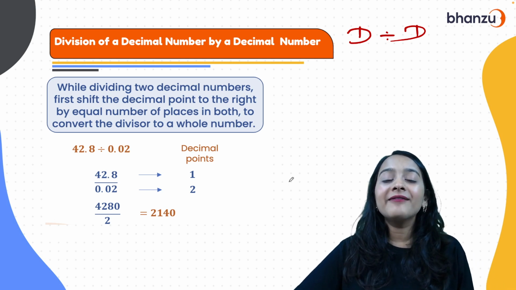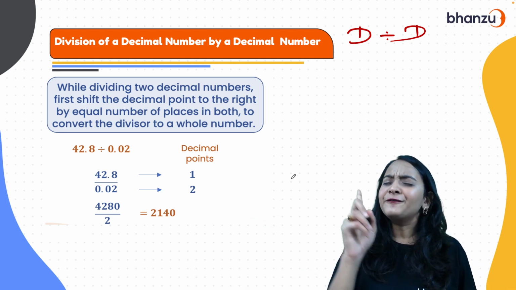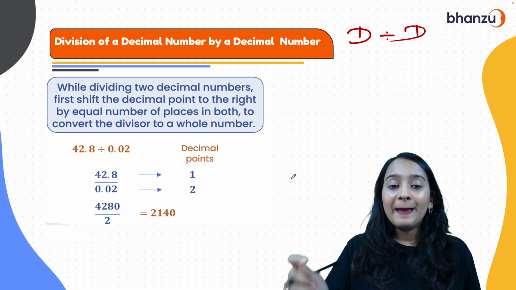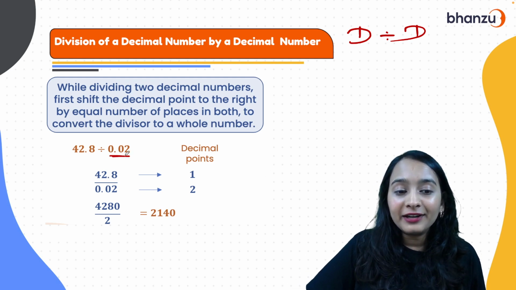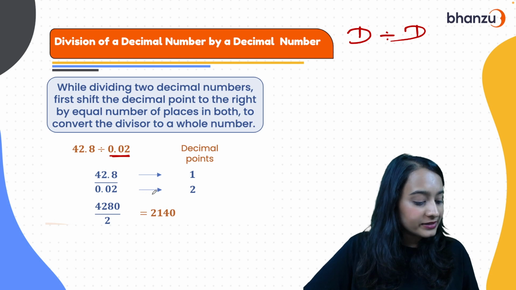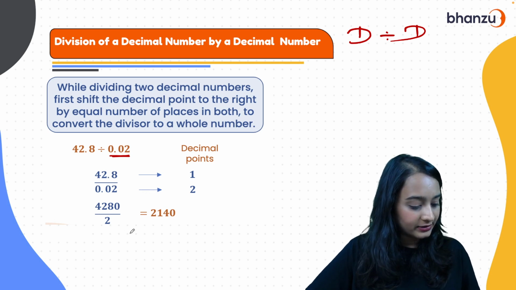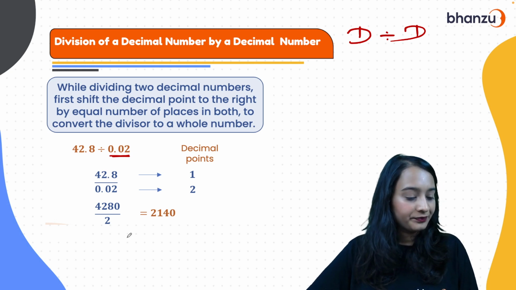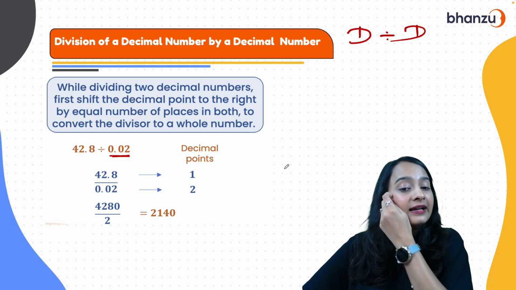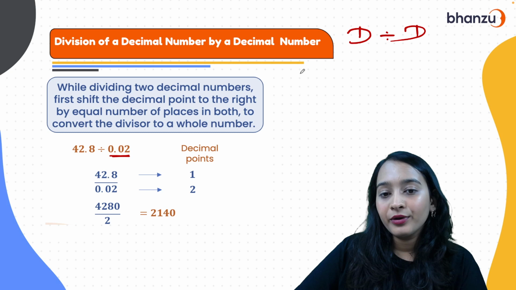So when you are dividing two decimal numbers, the first thing that you have to do is make your denominator a whole number. What is the first thing you have to do? You have to make your denominator a whole number. Just give me a minute here. Alright. Okay. You have to make it a whole number. How?